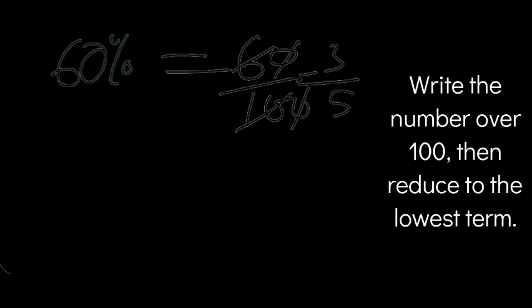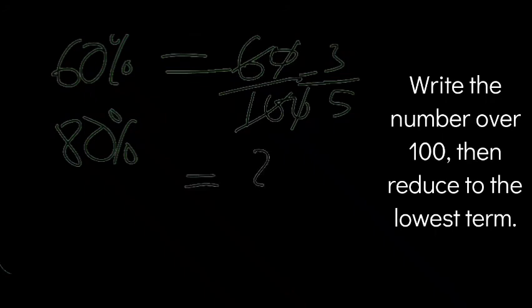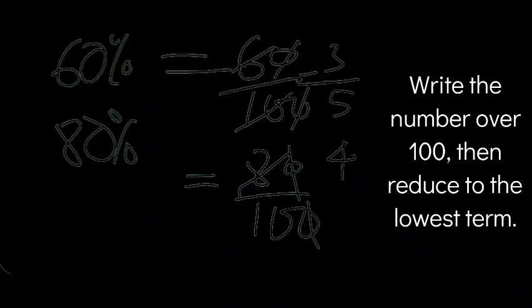Can you try this out? Do this: 80%. How do you convert 80%? Try this out. Alright, let's do it together. You have 80 over 100. So you reduce to the lowest term. 2 here 4, 2 here 5. So the answer is 4 over 5.